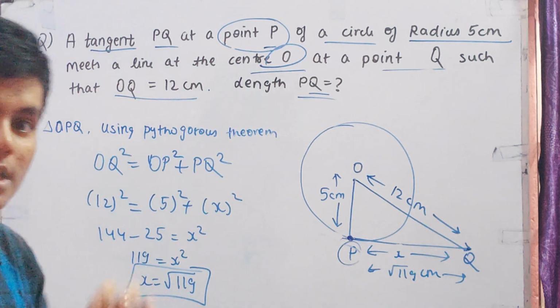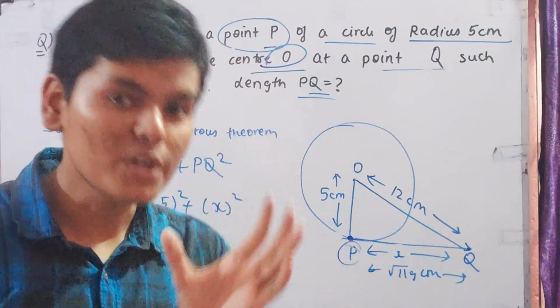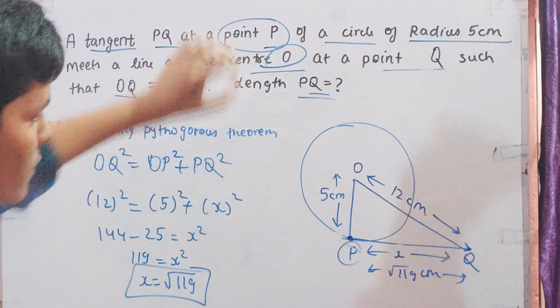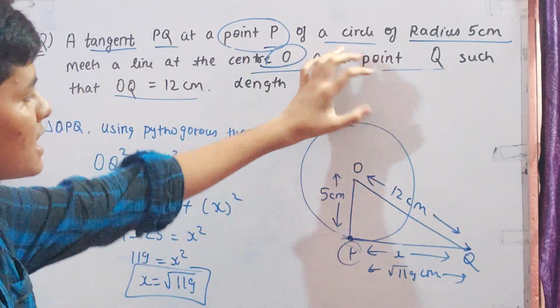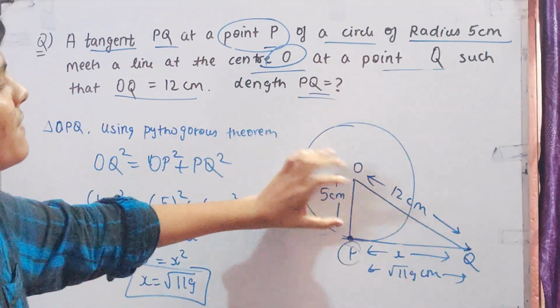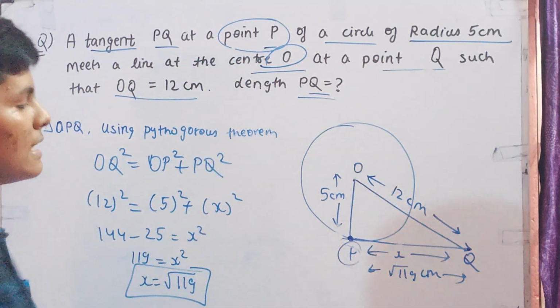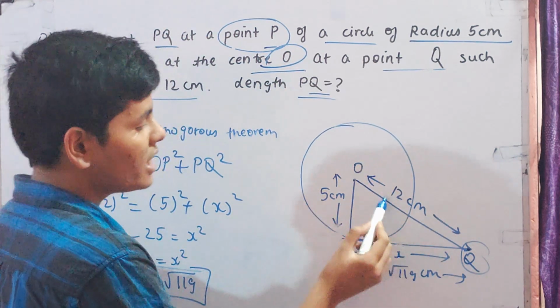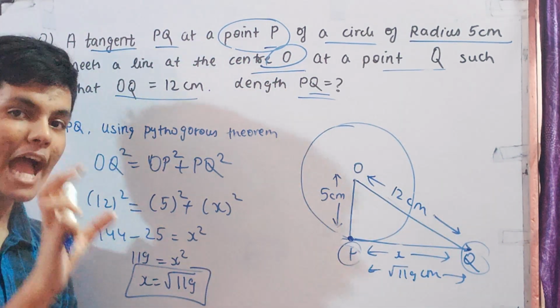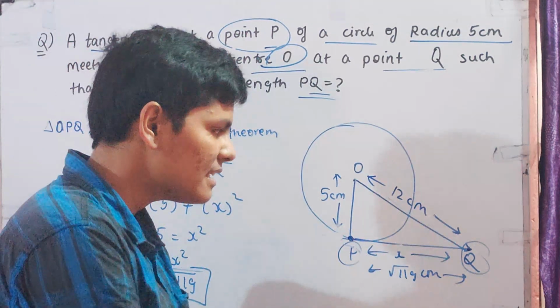Okay, what did we do? The most important thing in proving questions as well as these types of questions is drawing the diagram. So the tangent PQ at a point P of the circle means it is on the circle of radius 5 cm with the center O. This tangent meets the center O at point Q, and the length OQ is given as 12 cm. We have to find PQ. We can see that there is a right angle.